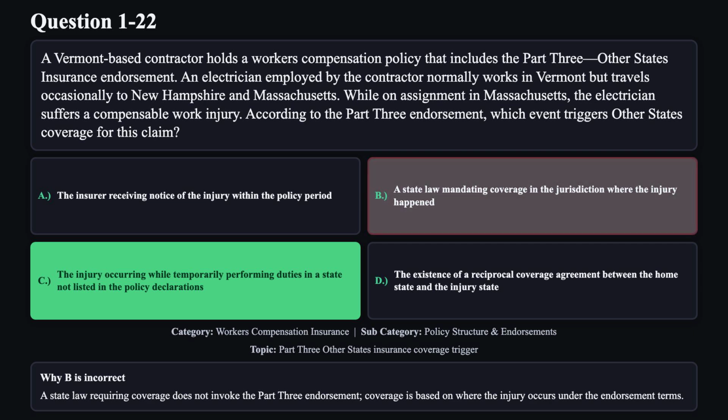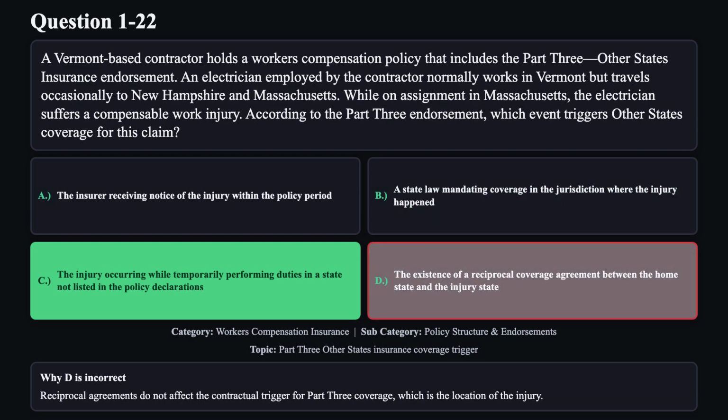Reason B is not correct. A state law requiring coverage does not invoke the Part 3 endorsement. Coverage is based on where the injury occurs under the endorsement terms. Reason D is not correct. Reciprocal agreements do not affect the contractual trigger for Part 3 coverage, which is the location of the injury.